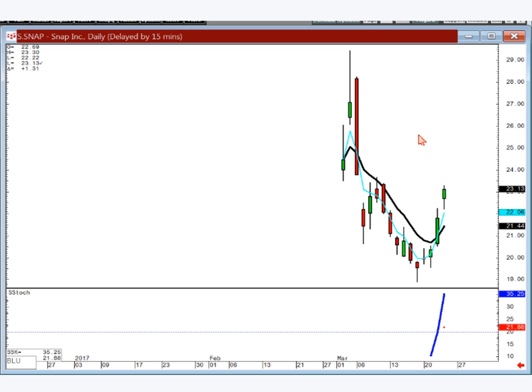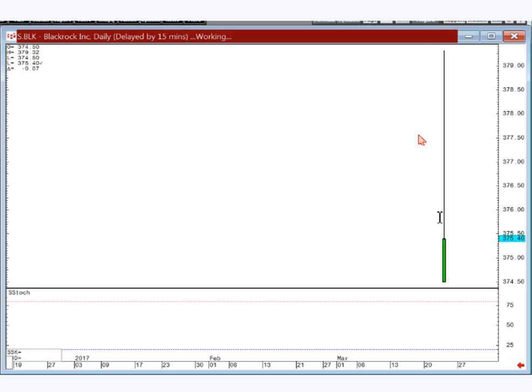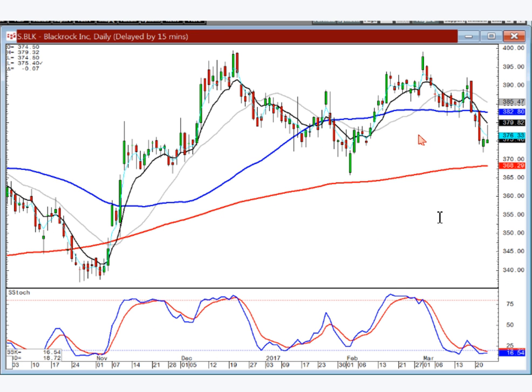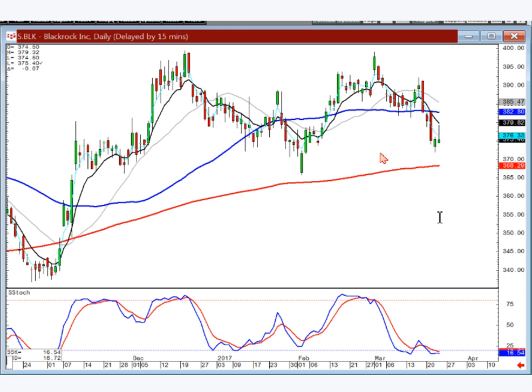Blue, you should be out of it, and you shouldn't be back in it until you see a close above the T line, and your stochastics tell you probably don't want to be long or short this one right now. And BlackRock, stay short. So you see a confirmed buy signal, which would be confirming above the T line.